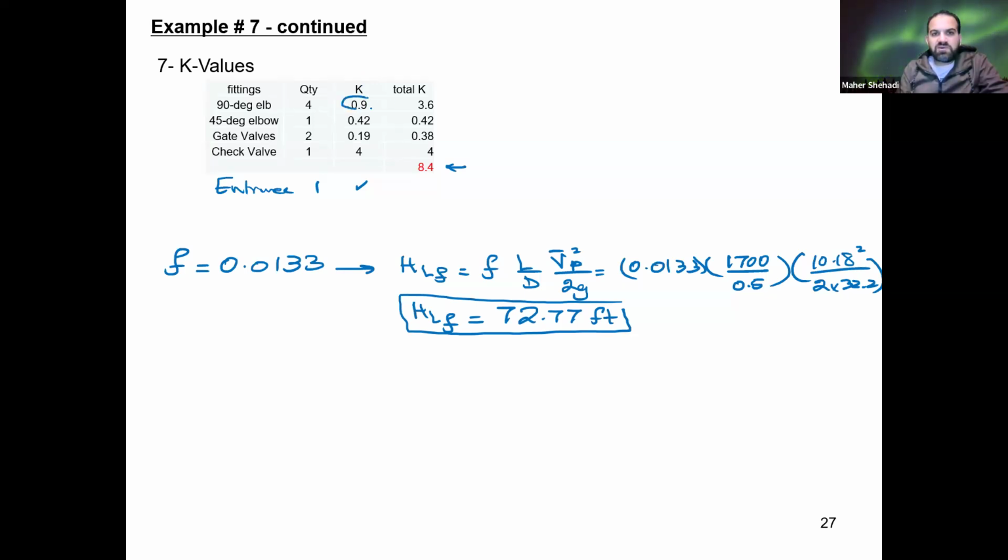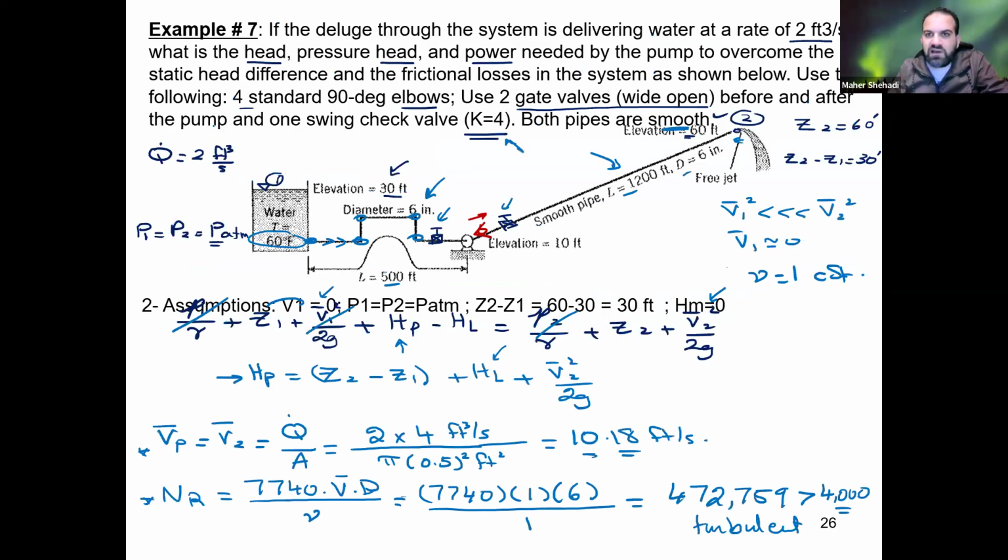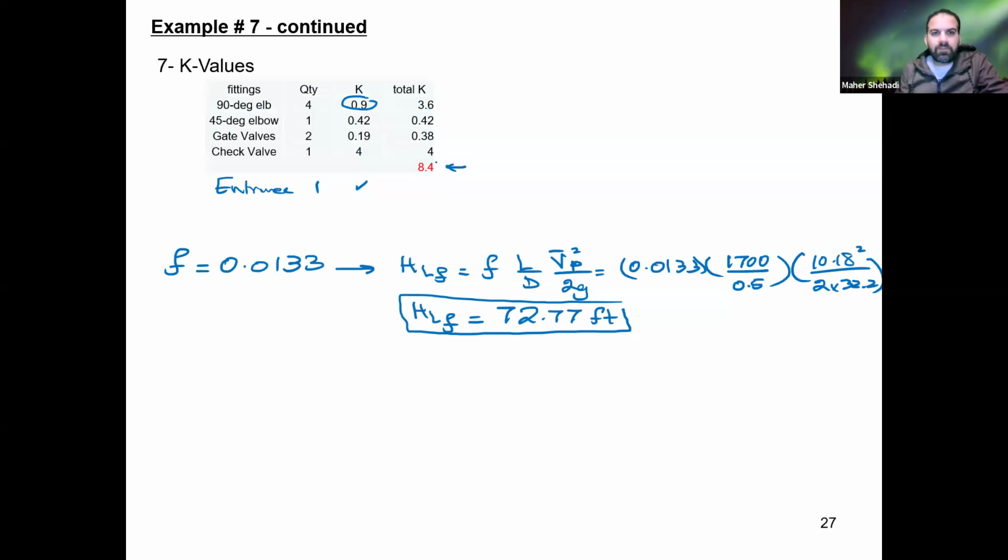The K for that is 0.9 each, so it's 3.6. We have one valve right there after the pump, so we'll pick also the value. The gate valve wide open, 0.19, we have 2 of these, and then the check valve, it's given as 4.